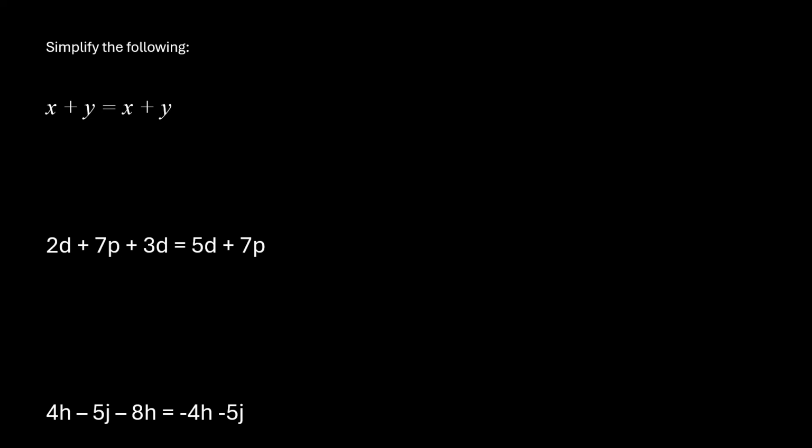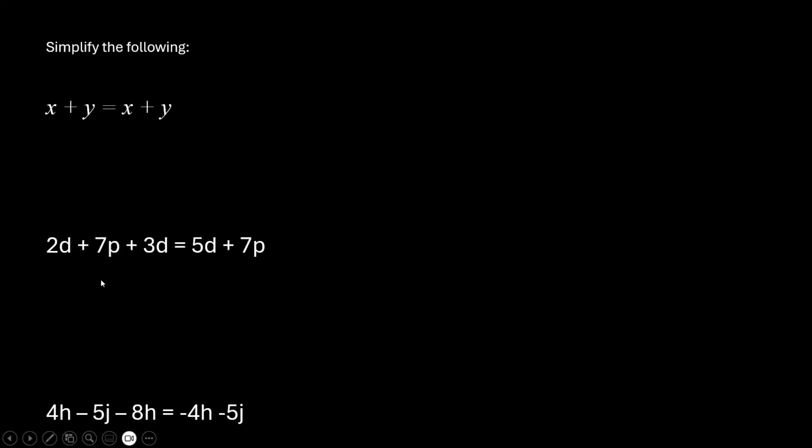And in our final 3 questions, again, we are being asked to simplify the following. x plus y will give us x plus y. We cannot get xy. It can all be x multiplied by y. We can only add variables that are the same. They must be exactly the same.